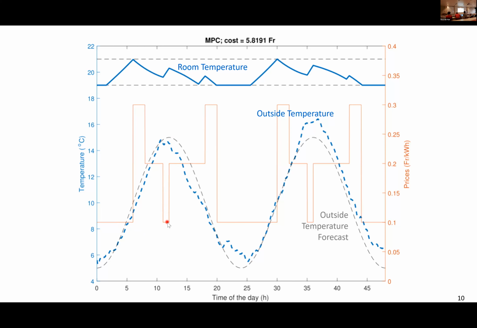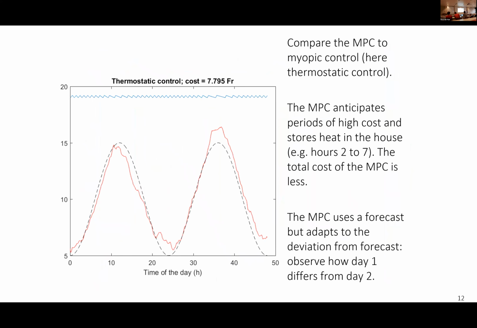For example, we see that we heat at a period when there's a lot of sun, we heat more, whereas that's the counter example, if we use standard technology, which is essentially a thermostat. Here the thermostat is optimistic, so we put it at 19 degrees. If we put it at 20, it would even be worse here. The thermostat will do something like this, right? It keeps the temperature almost constant.